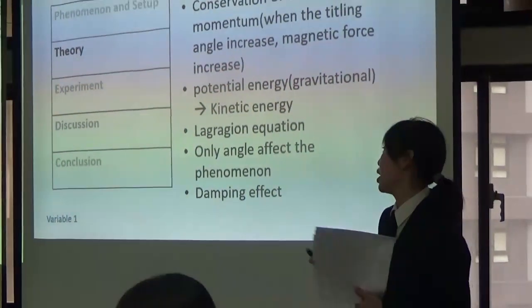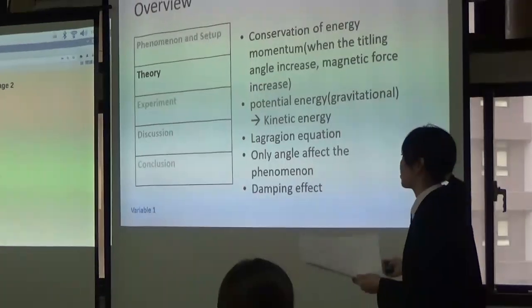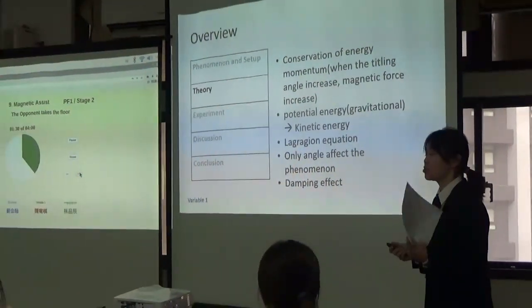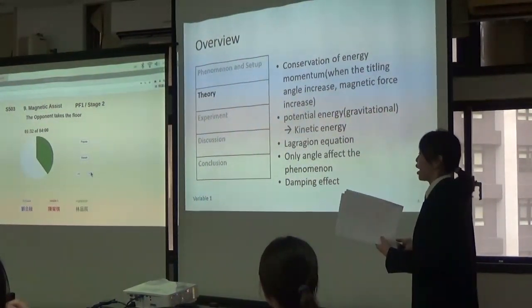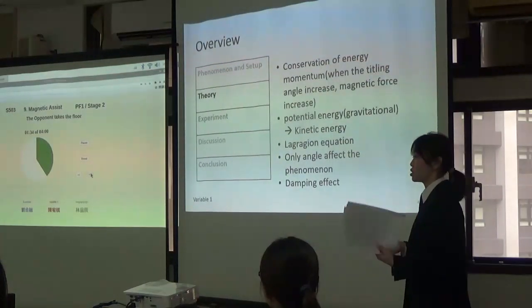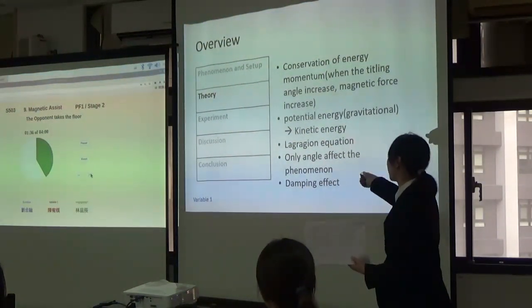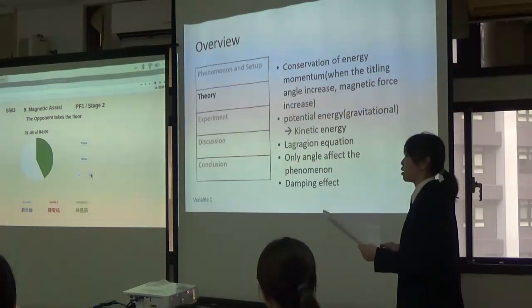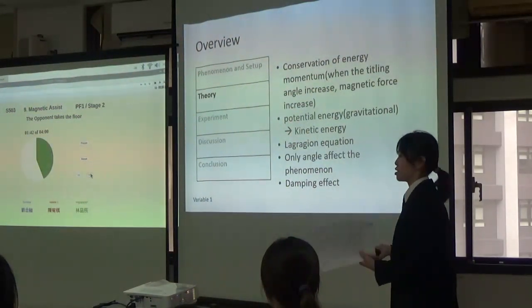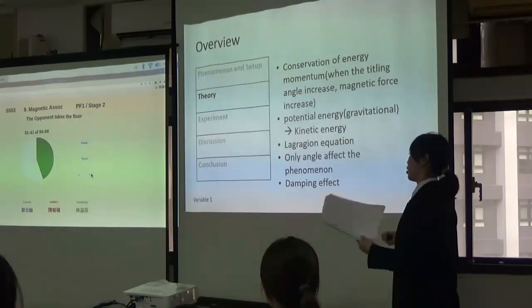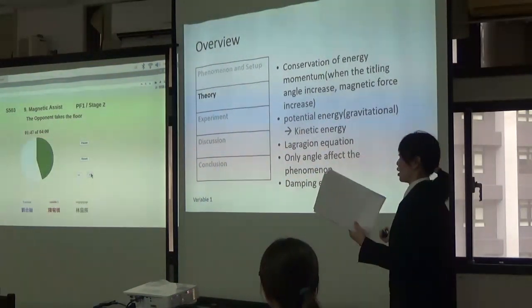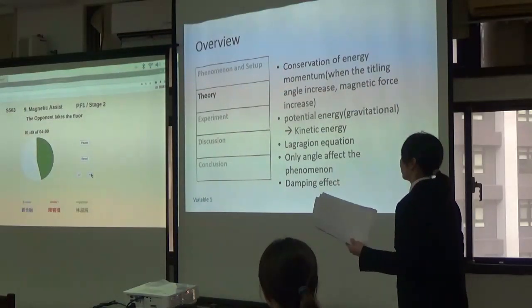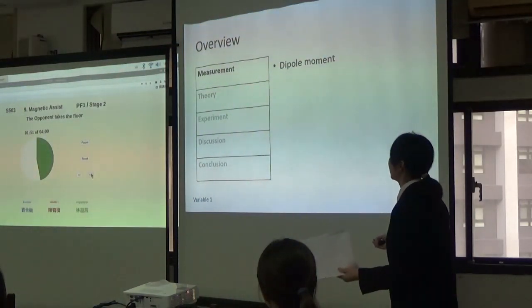And this equation is a simulation, the simulation model they use. But I would like to ask her because she didn't show me this equation. And they consider only the angle affecting the phenomenon, but I don't think so. I think there are other parameters that will affect that, and they consider the damping effect in the experiment.